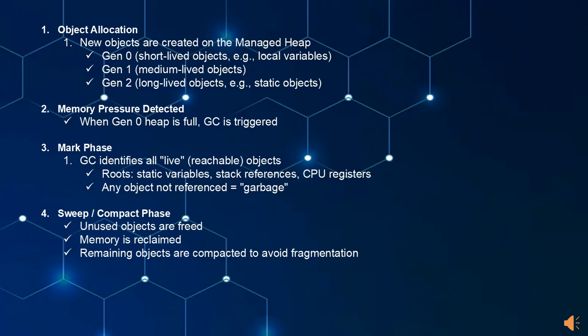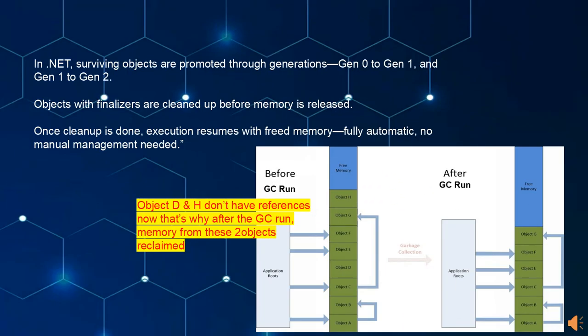Next, we have the sweep and compact phase. In that, one, unused objects are freed. Two, memory is reclaimed. Three, remaining objects are compacted to avoid fragmentation. In .NET, surviving objects are promoted through generations, Gen 0 to Gen 1 and Gen 1 to Gen 2. Objects with finalizers are cleaned up before memory is released. Once cleanup is done, execution resumes with freed memory, fully automatic, no manual management needed.